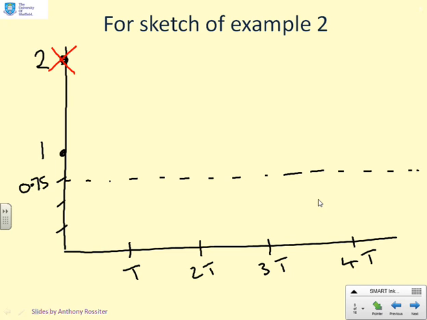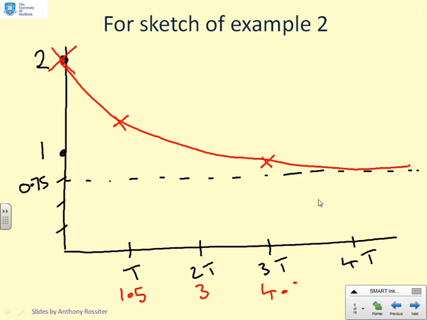We had 1.21, so that's going to be approximately here. Where were we after 3T seconds? We had approximately about 0.8, so that's going to be about there. And so now we've got our points, we've got our steady state, so we get a nice smooth curve, and there you go. There's our sketch. Now finally, you might want to put in what exactly was the time constant, and remember the time constant T was 1.5, so I can put under here 1.5, 3, 4.5, 6, and so on.